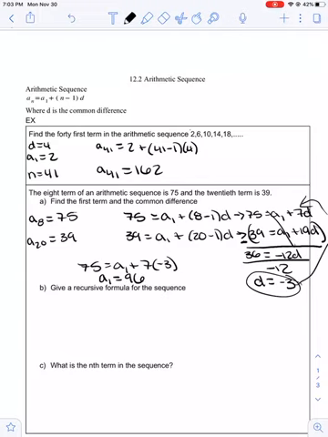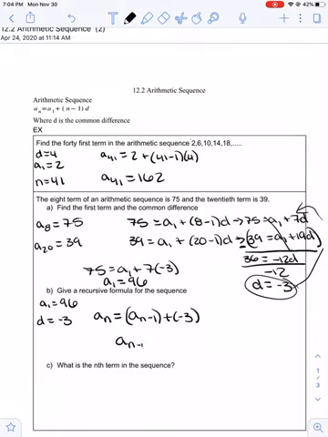Okay, so now we are trying to give a recursive formula for the sequence. And to do that, we need to know the first term, which is 96. And we need to know the difference, and that is negative 3. So to find any term, which is a sub n, you take the term before. So you write that as a sub n minus 1, and then you add the difference. So plus negative 3, which gives us a sub n minus 1 minus 3.